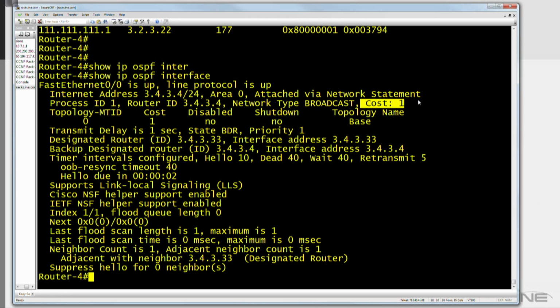So OSPF's metric is much simpler than EIGRP. EIGRP used all sorts of factors to come up with a complex metric called distance. OSPF doesn't do that. OSPF just factors bandwidth and that's it, and it comes up with a cost value. It also shows you on a link who the designated router is. You can see this particular device, router 4, is the backup designated router, and you can see your interface priority. A lot of good information from the output of this command.